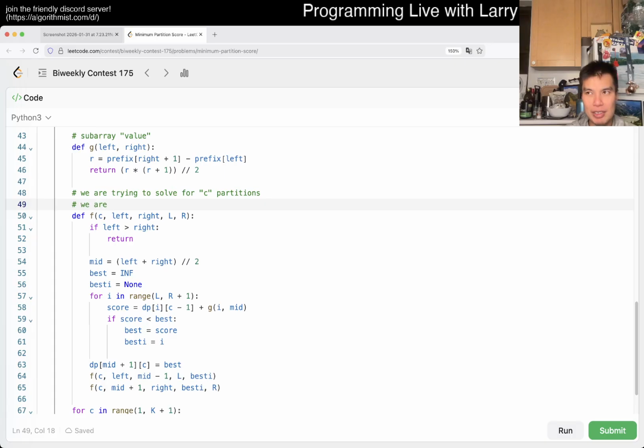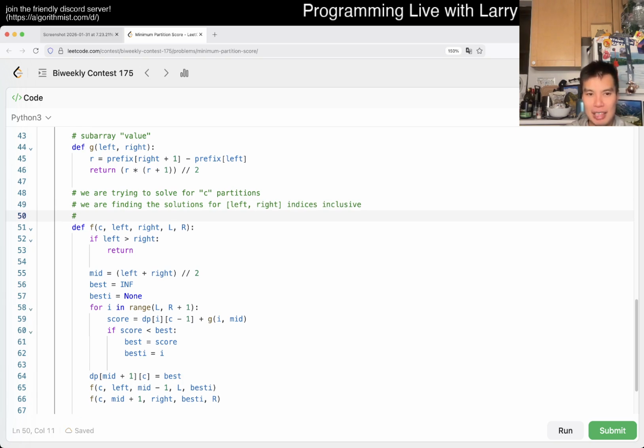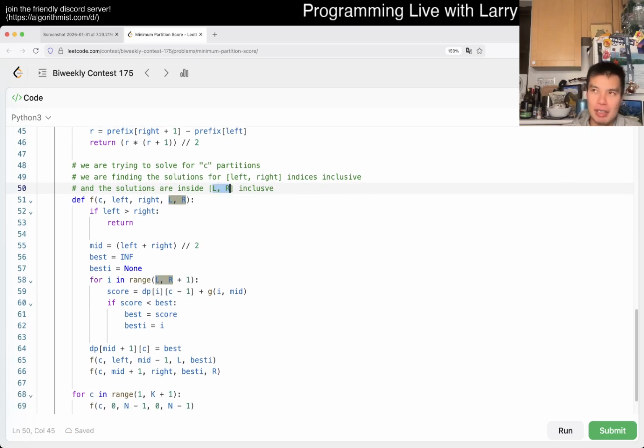We are finding the solutions for left, right indexes, inclusive just to be clear, and the solutions are inside L to R, inclusive. Keeping in mind that these indexes can be reused, meaning that multiple things can map to the same one.